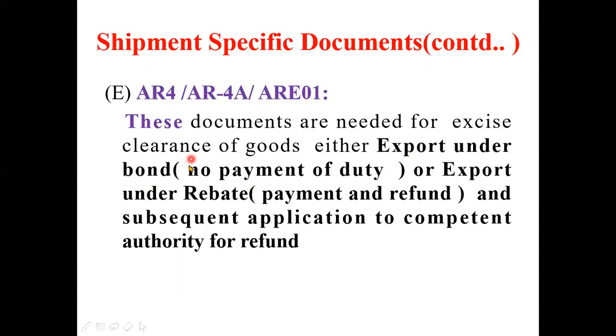The first one is known as export under bond. That means there is no need of payment of duty. And there is another category of goods which are to be exported under rebate. In this case, the exporter first pays the duty, and thereafter they can get the refund of the duty that they have paid.